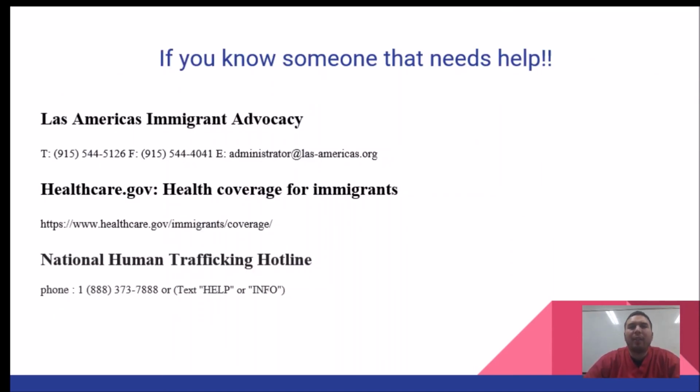Okay, so this brings me to the resource page. If you know someone that needs help, there's an agency called Las Americas Immigrant Advocacy, and the telephone number is 915-544-5126, and the email is administrator@lasamericas.org. There's also healthcare.gov, healthcare coverage for immigrants, and the website is healthcare.gov/immigrants/coverage. There's also a hotline called the National Human Trafficking Hotline, and that number is 888-373-7888. You can also text help or info.